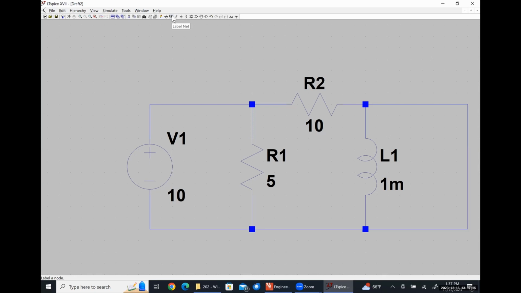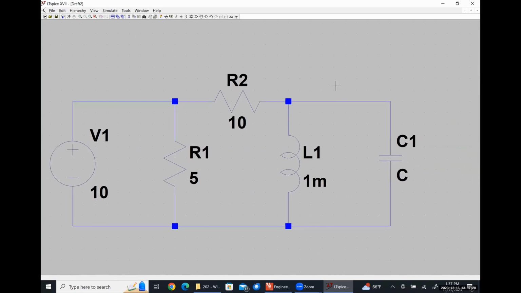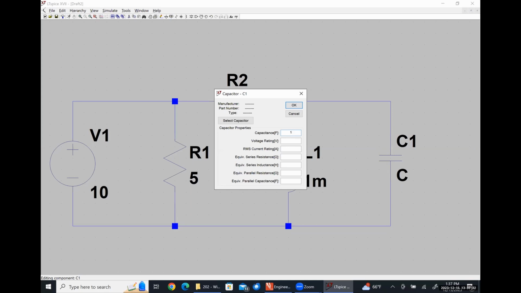And why did my touchpad stop? There we go. Here's my capacitor over here. Just move this thing over. This is 1 micro, so I'm going to put in 1 U, and that'll interpret that as a microfarad.